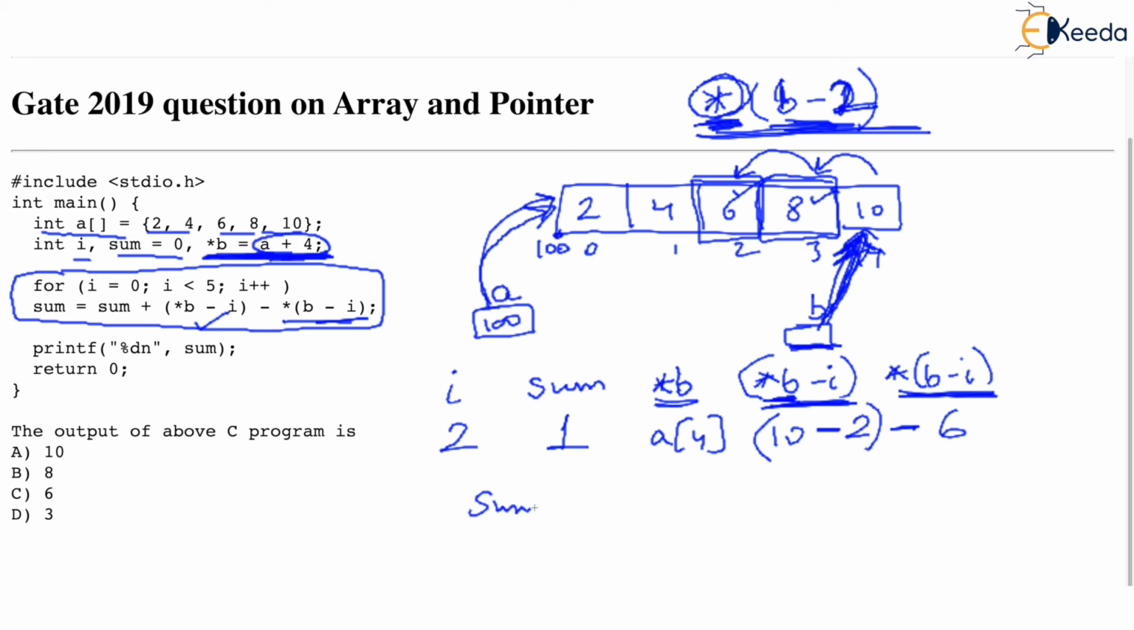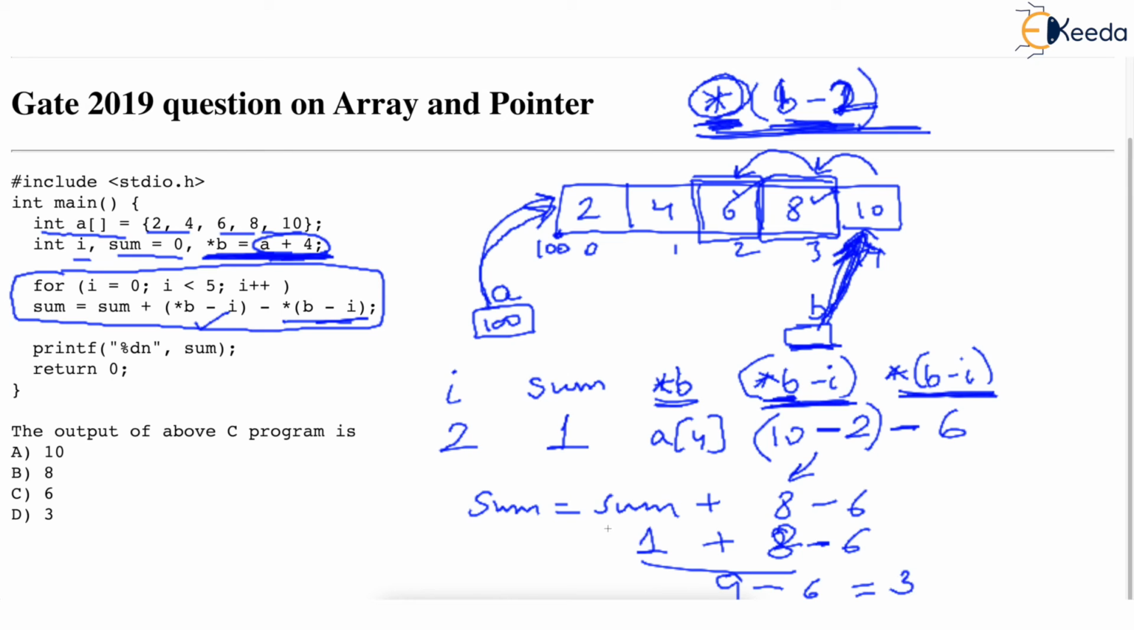So we are going to get sum is equal to sum plus this is 8 minus 6, but sum is already 1. So 1 plus 8 minus 6 is the quantity that we are having. So we should first find 1 plus 8, which is 9, 9 minus 6, which is 3. Be careful about the priorities. Anyway, you could have done 8 minus 6, which is 2, and 1 plus 2 is 3. So sum ultimately happens to be 3 now. I am just overwriting this.